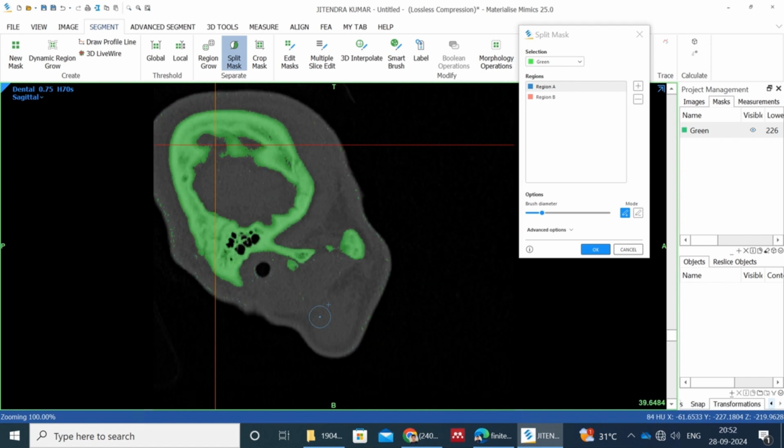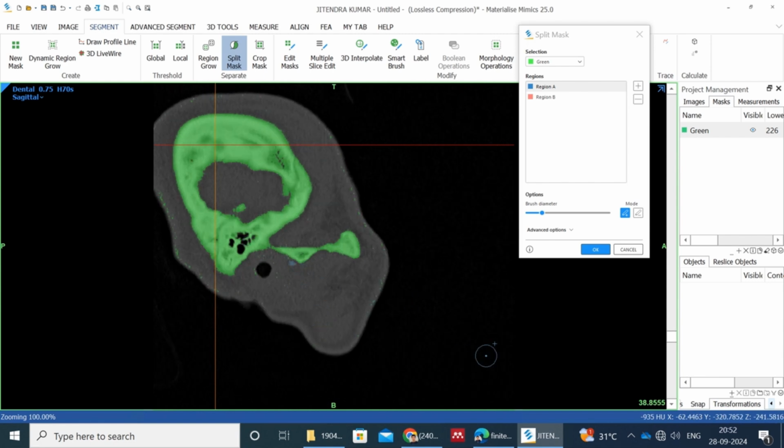So this was our end slide. Now we'll select region B. Now we'll select the remaining portion, which is skull. So I will increase the brush diameter. Now to select the skull, you will need to select the skull in those images only in which we have selected the mandible.